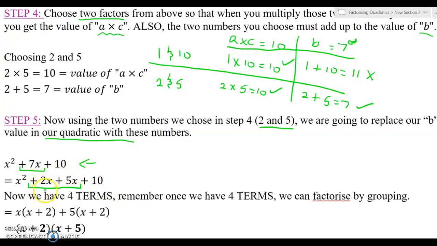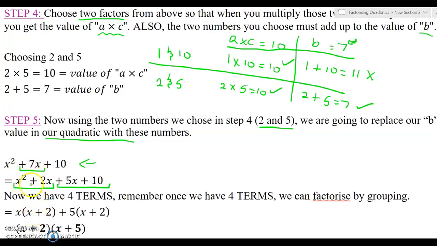Now we have 4 terms. Remember, when you have 4 terms, you have to use factorization by grouping. And if you can't remember factorization by grouping, that would have been in one of my past videos, so you can look back on that. So factorization by grouping, we group the first pair, first two terms, and then the next pair, the last two terms. So we have 2 pairs now, we're going to factorize, just like what you're normally doing, right?